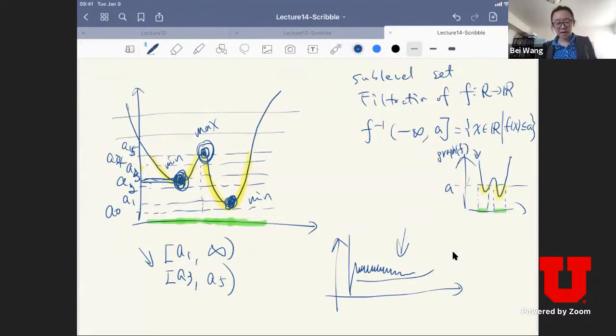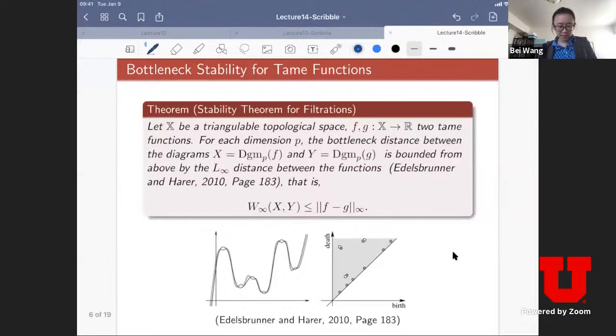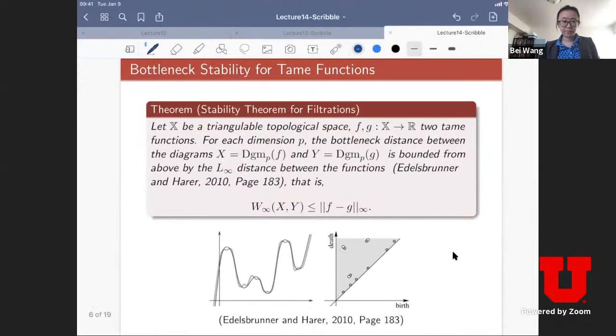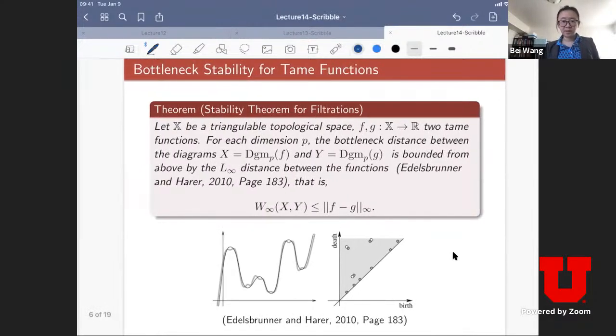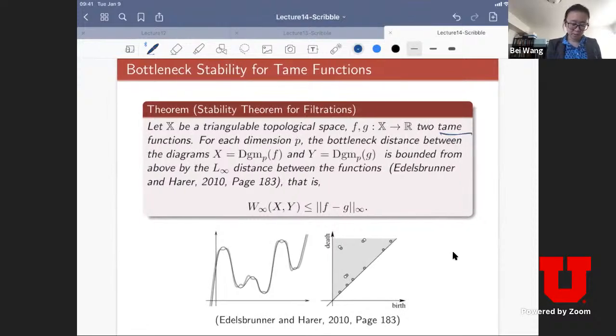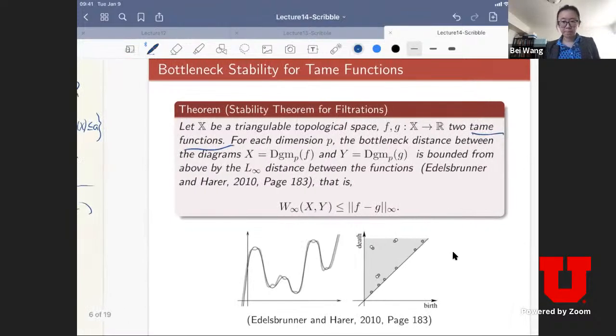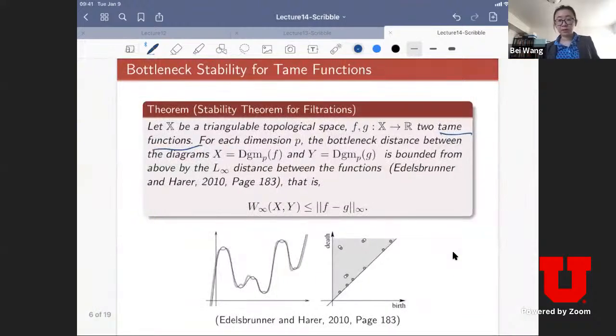Once you have a tame function, we're going to talk about a slightly different version of the stability of the persistence diagram. Now it's defined over tame functions. It's still the bottleneck distance definition, but I'm relaxing a bit the space of functions I can deal with.